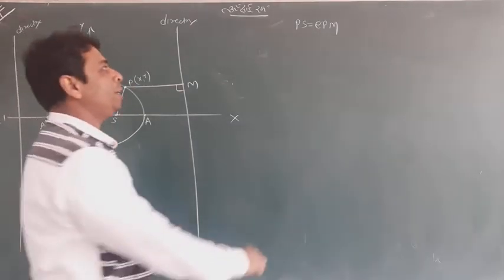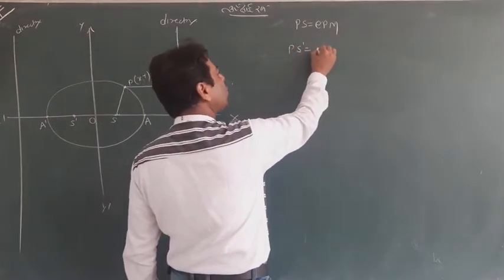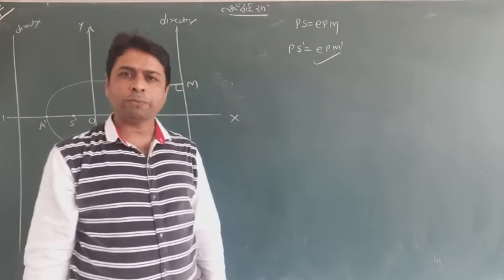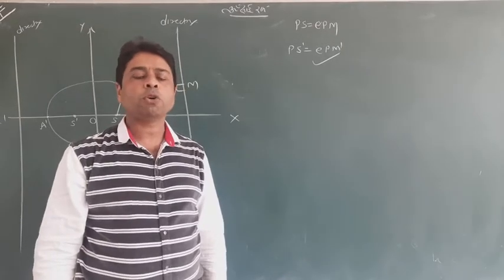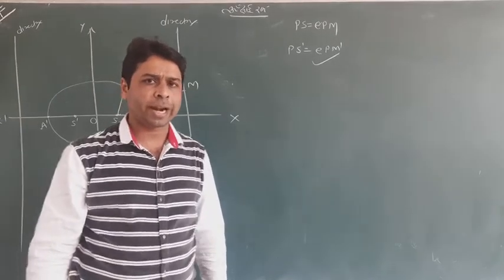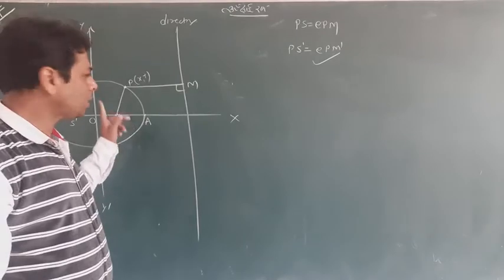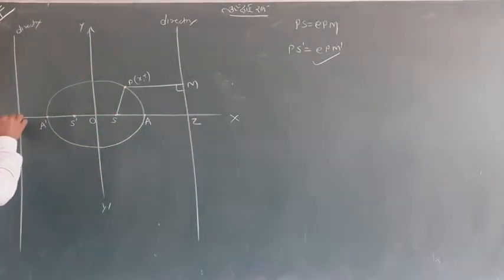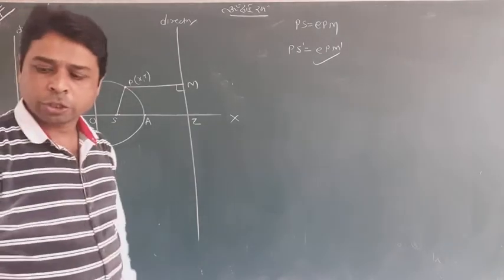But I mean to say that if I write PS dash equal to EPM dash, it is still correct. But I don't want to confuse you. Just remember, we will work on a single focus. I think you can understand it. This is my focus. This is my vertex. This is my directrix. This point is called Z, this point is called Z dash. So you don't need to worry.